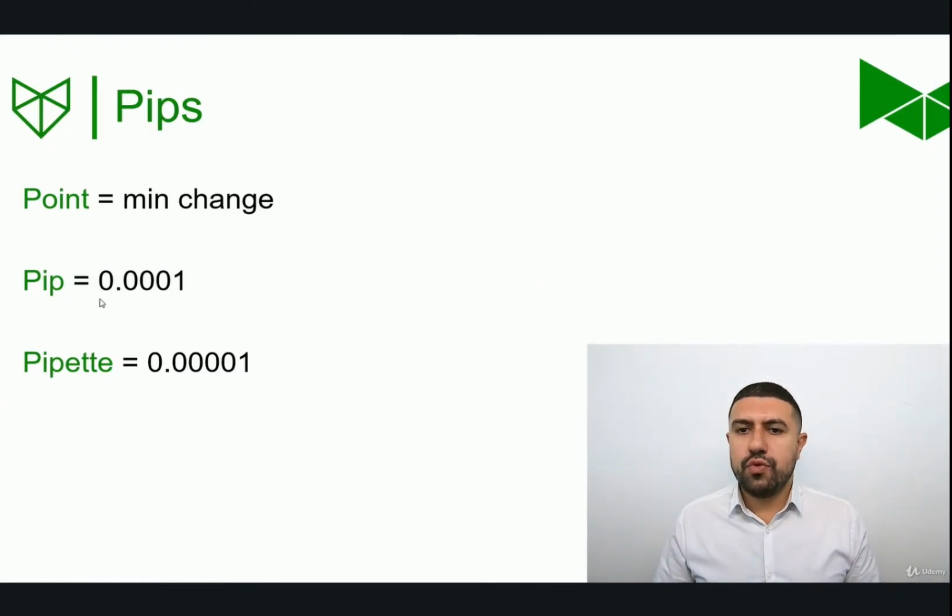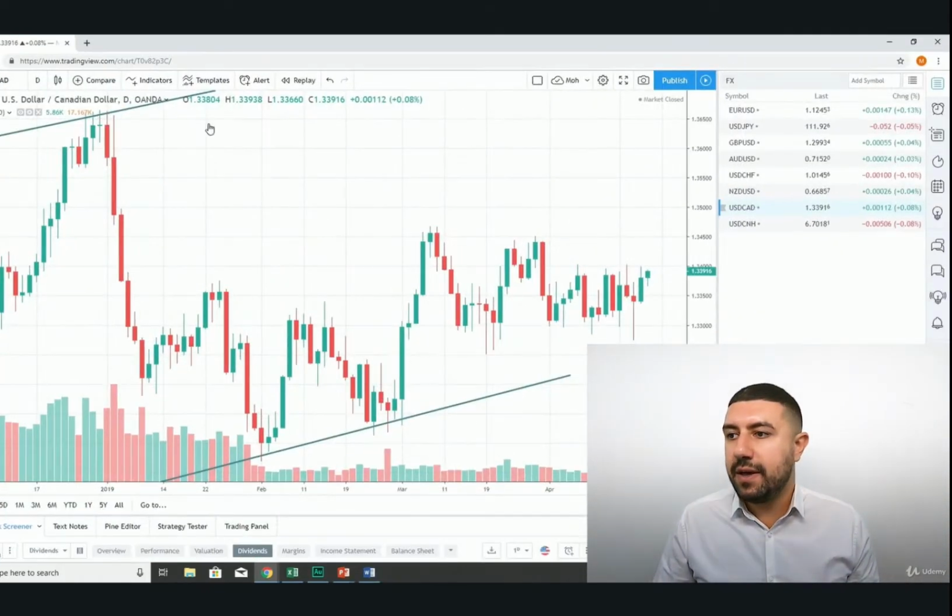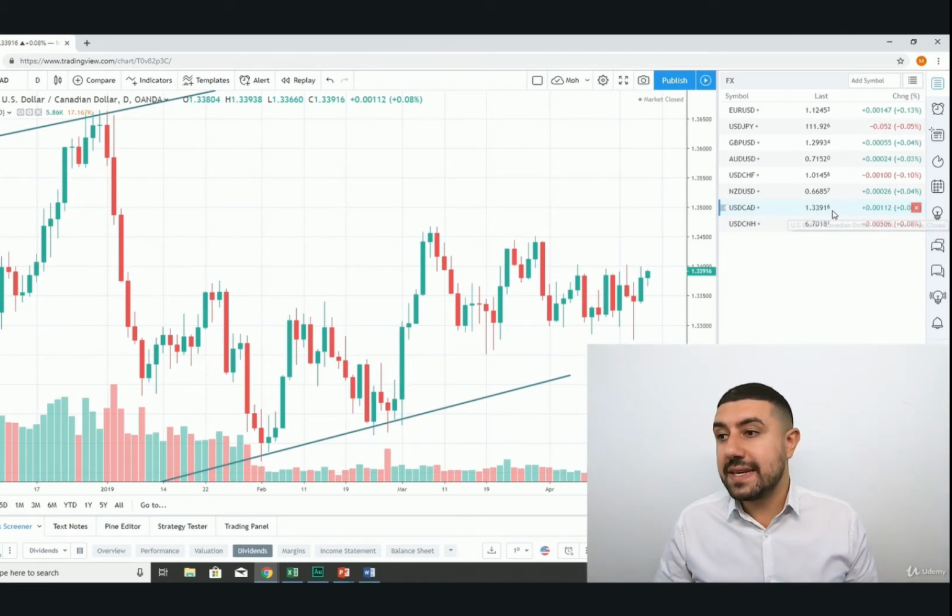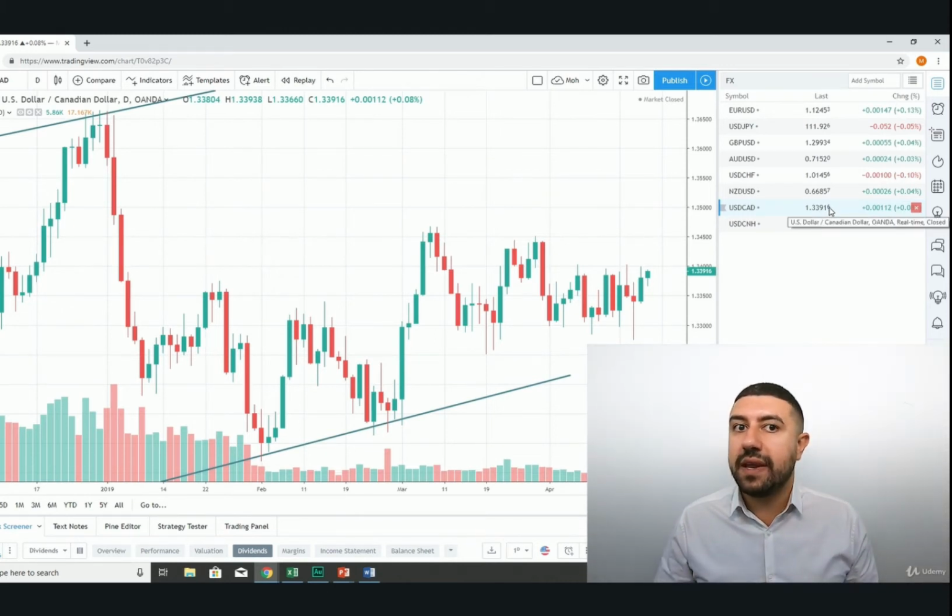Now, we became so precise that we've actually also added something else. We've added a pipette, which is 5 decimal places down, 0.00001. So we're even more precise. You'll see here, this small 6 here, that's a pipette, right? So if this currency goes from 1.33916 to 1.33918, then it went up by 2 pipettes, right?